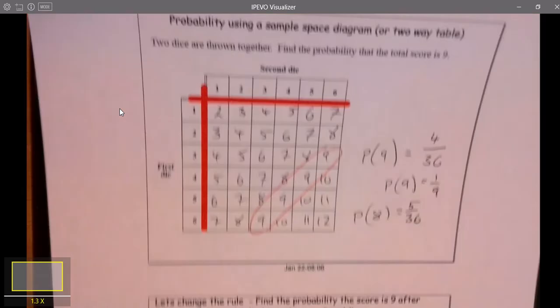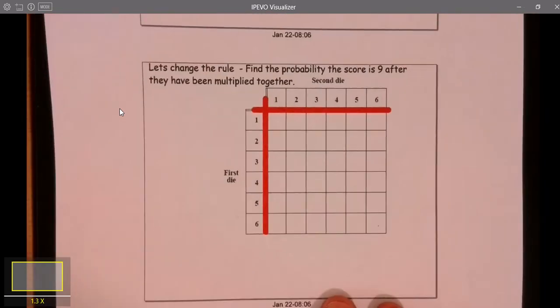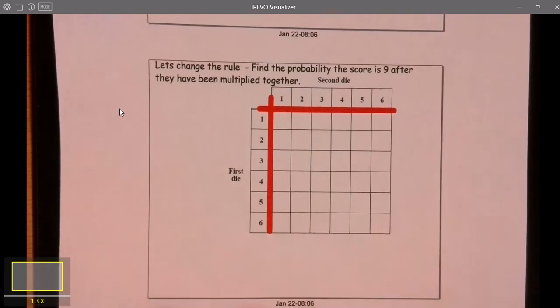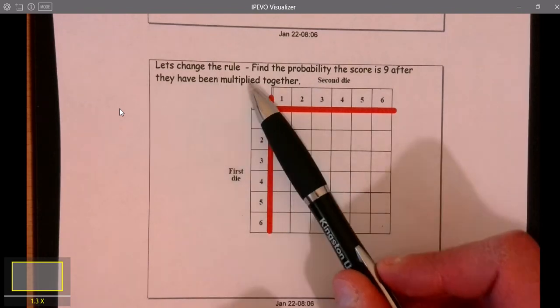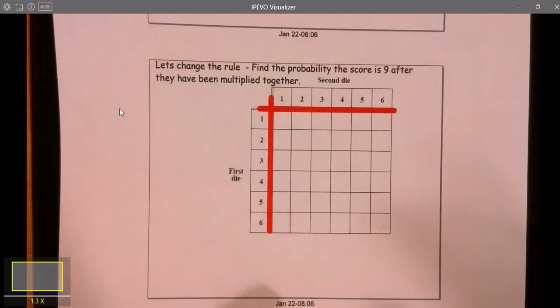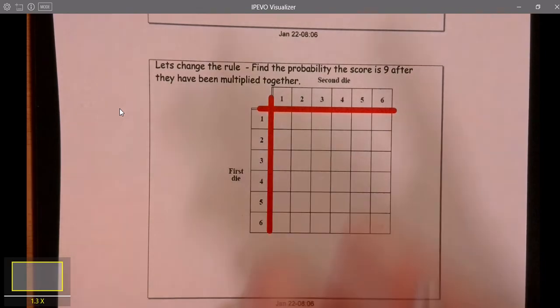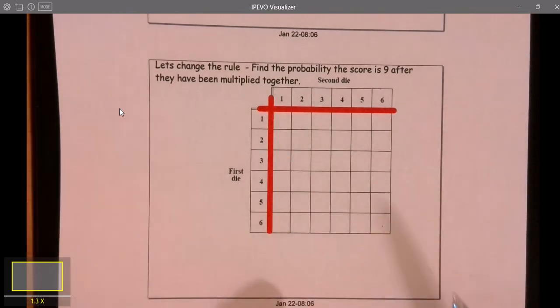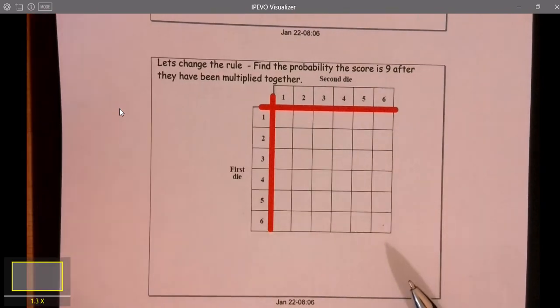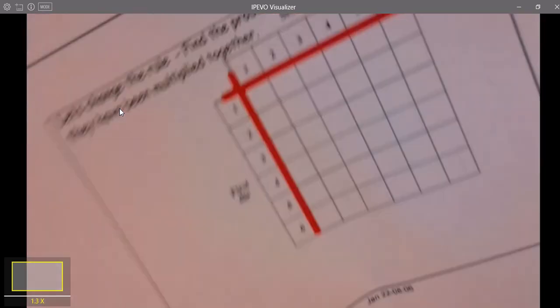Looking at the next question, I've just changed the rule. It's basically the same question, but instead of adding the scores together, as we would normally do with two dice if we're not told anything, here I'm saying let's multiply them together instead. It's exactly the same question. I'm not actually going to do that one because you can do it. It's just changing the rule, but it does change the answer.